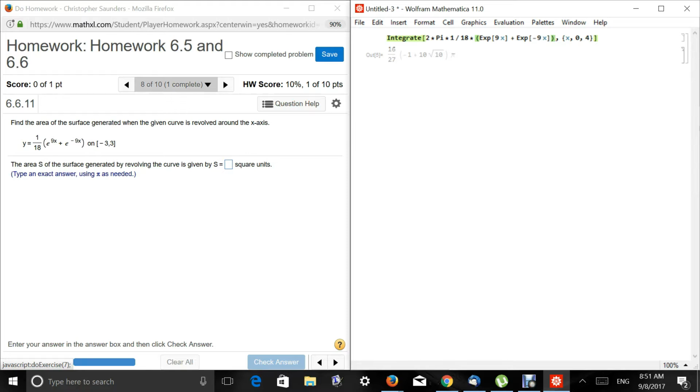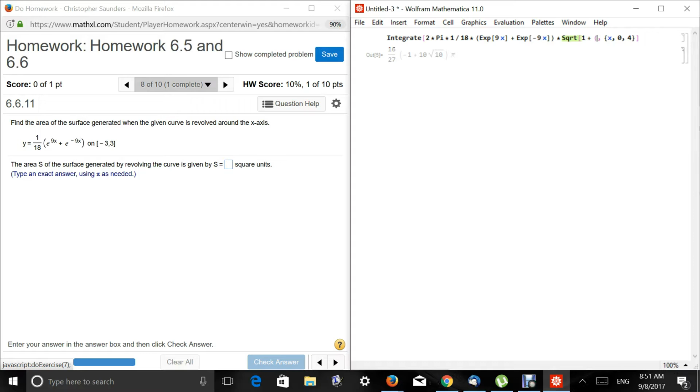So there's 2 pi times the function. Then we need to multiply by the square root of 1 plus the derivative squared. So we know what to do with the square root. SQRT for square root, brace to start the square root, 1 plus. Now we're going to need to square the derivative, so let's put parentheses there because I know I'm going to need to square the entire derivative.